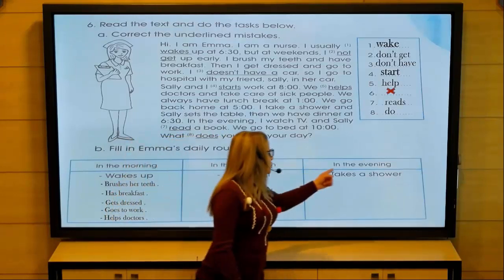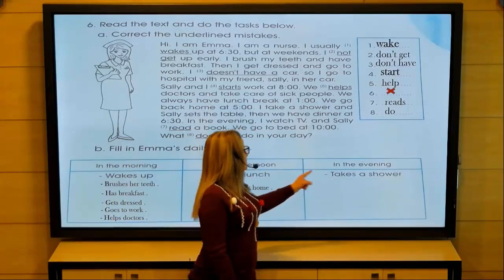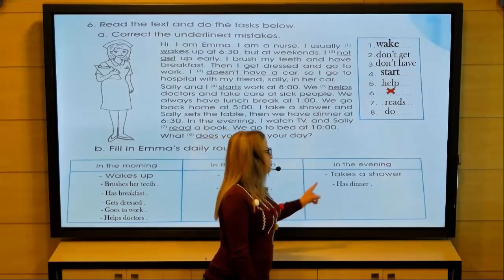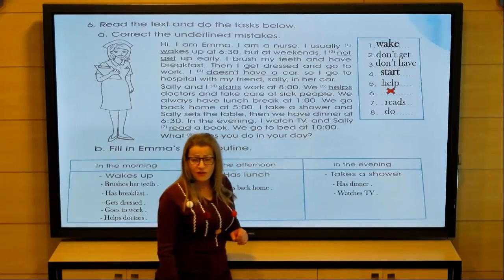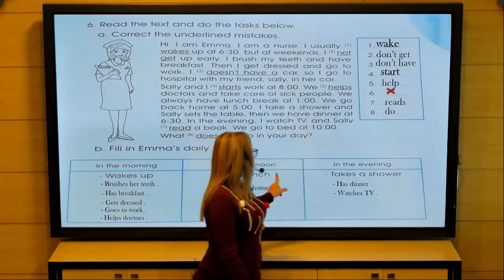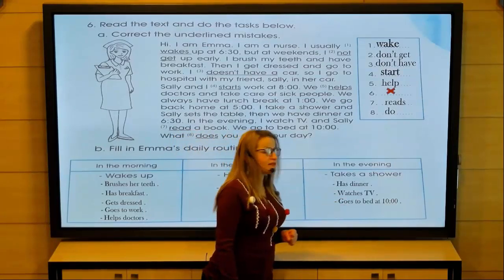Now, what does she do in the evening? Takes a shower. Also has dinner. Also watches TV. The last thing she does in the evening, goes to bed at 10 o'clock.